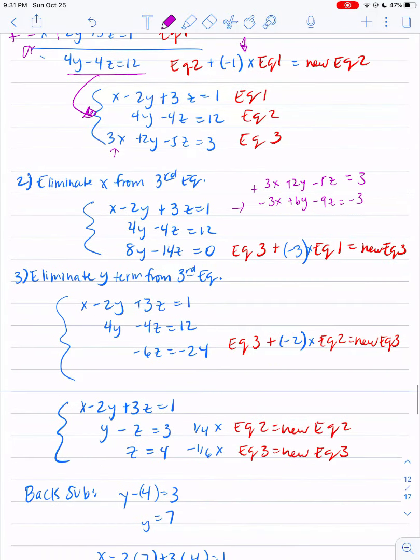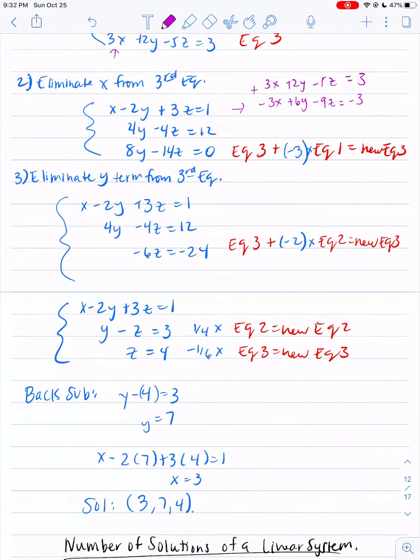So we keep doing these steps. Now I also want to eliminate the y term from the third equation because I just want z in the third equation. I do that by multiplying equation 2 by negative 2, and I add that to equation 3 and I get my new equation 3. And so I get negative 6z equals negative 24. And I leave my equation 2 the same.